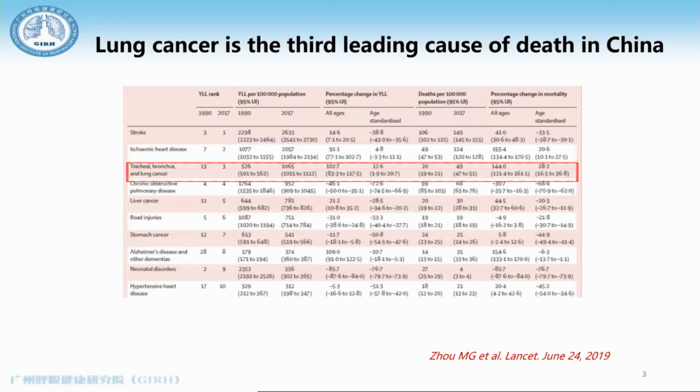And as we know, lung cancer is in the first position of malignant tumors. In China, this study is from the Chinese CDC. It shows that lung cancer is now the third cause of death in China.